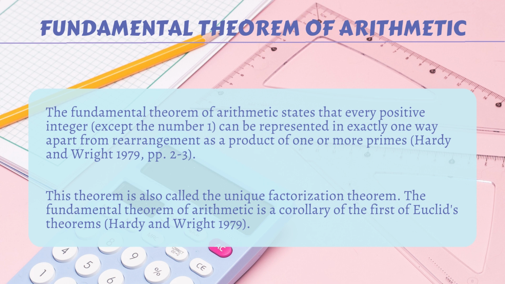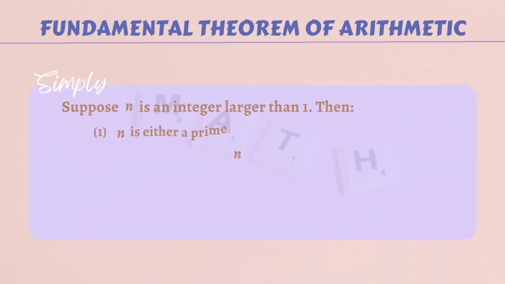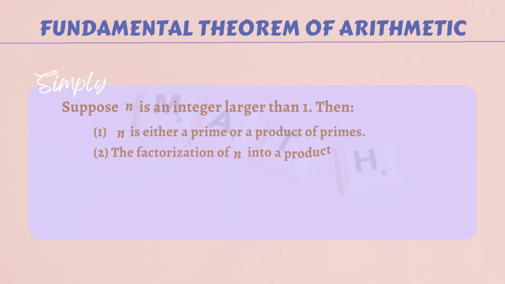Anyway, that's too many words, too hard to process, right? So I also put here its simpler version. Suppose n is an integer larger than 1, then n is either a prime or a product of primes. It means that every integer or natural number that's greater than 1, that is 2 and above, is either a prime or a product of primes. The factorization of n into a product of primes is unique except for the order of the factors.